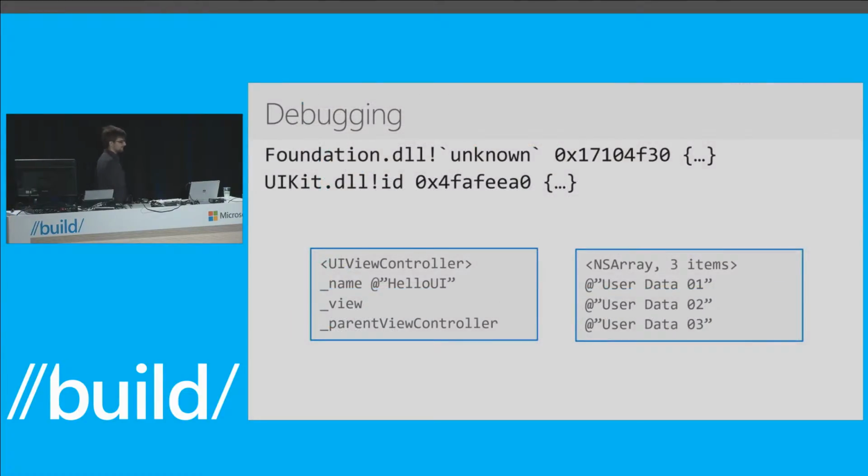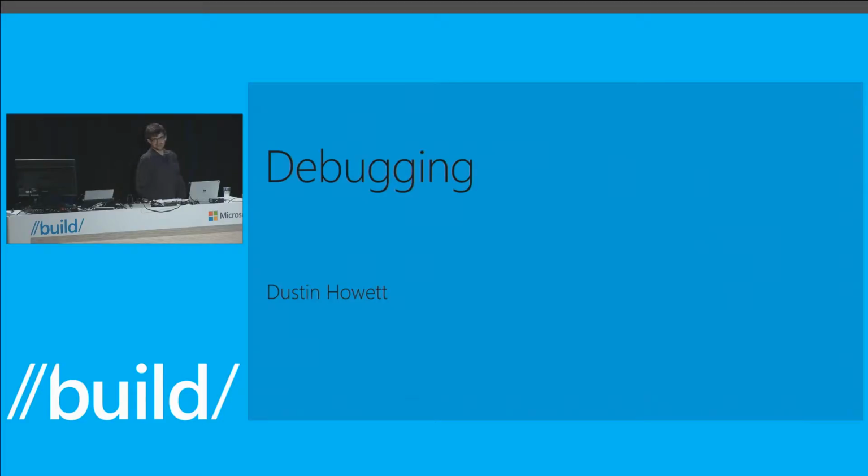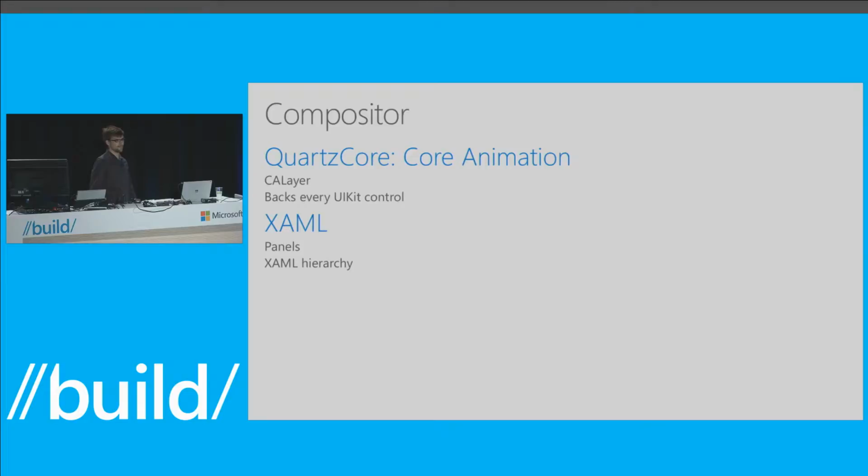Now, toast notifications are great. Live tiles, Cortana, awesome. But say you want to take it a step further. Say you want to integrate your UI with XAML. So I'll digress a little bit. You might know that every UI view is backed with a Core Animation Quartz Core CA layer. A CA layer knows a lot. It knows how to composite itself, render to the screen.